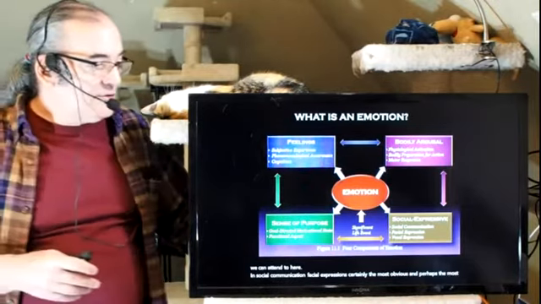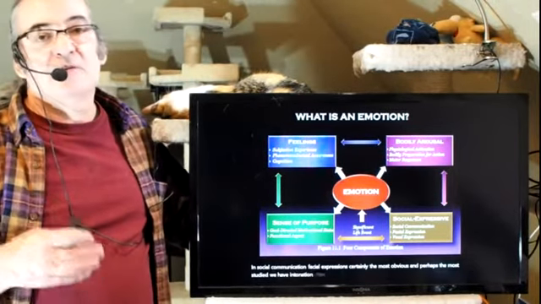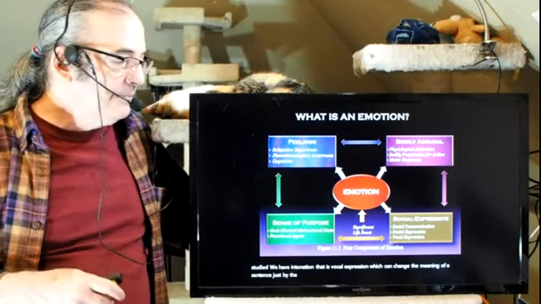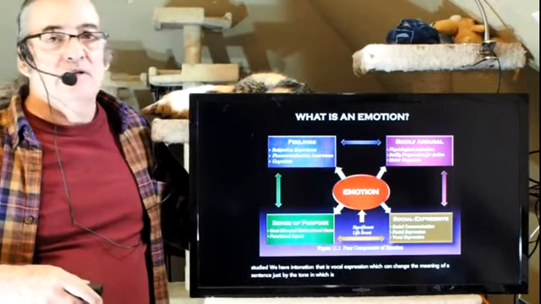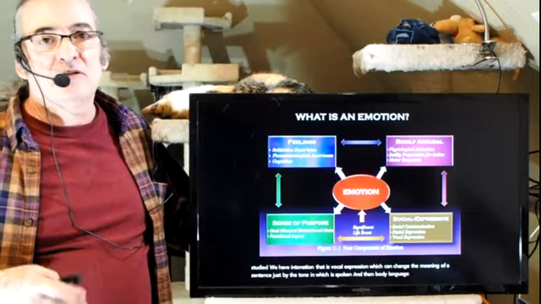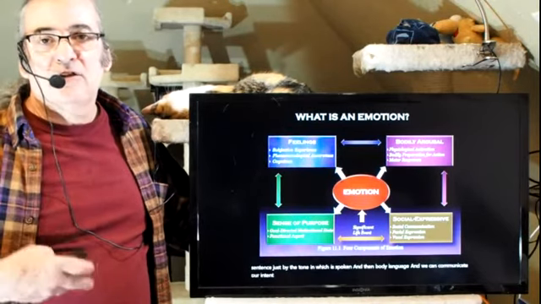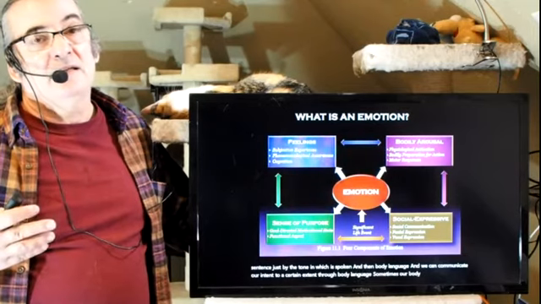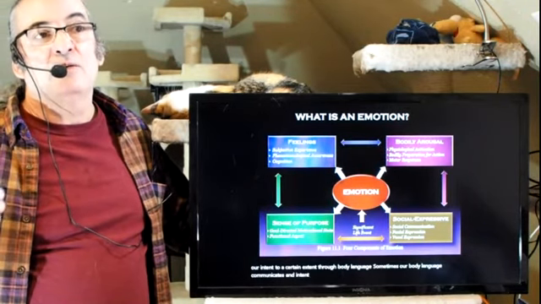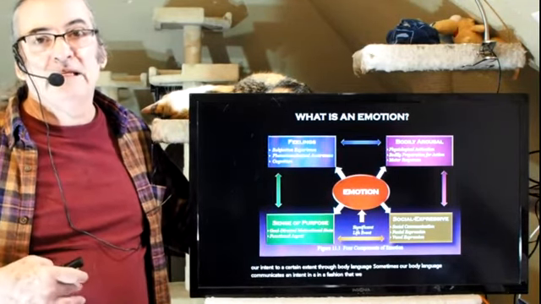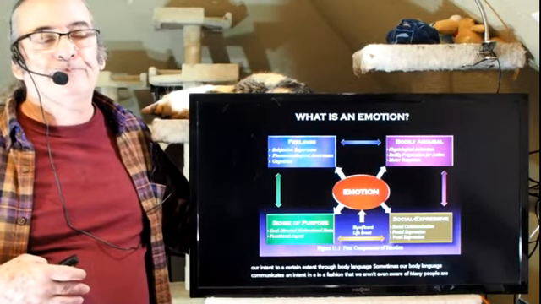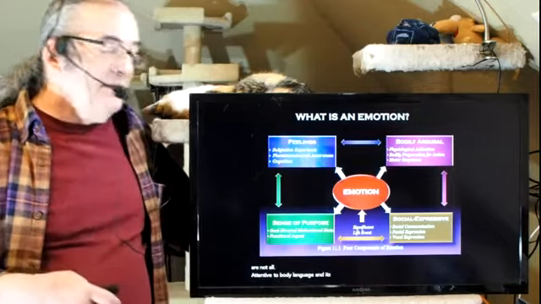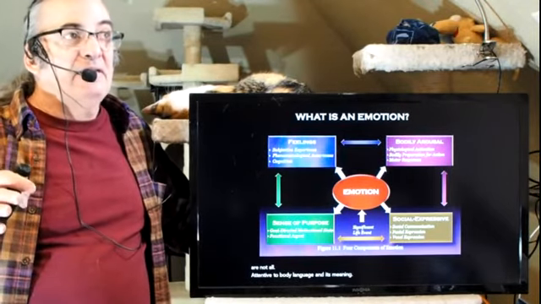We have intonation, that is vocal expression, which can change the meaning of a sentence just by the tone in which it's spoken. And then body language, and we can communicate our intent to a certain extent through body language. Sometimes our body language communicates an intent in a fashion that we aren't even aware of. Many people are not all that attentive to body language and its meaning.